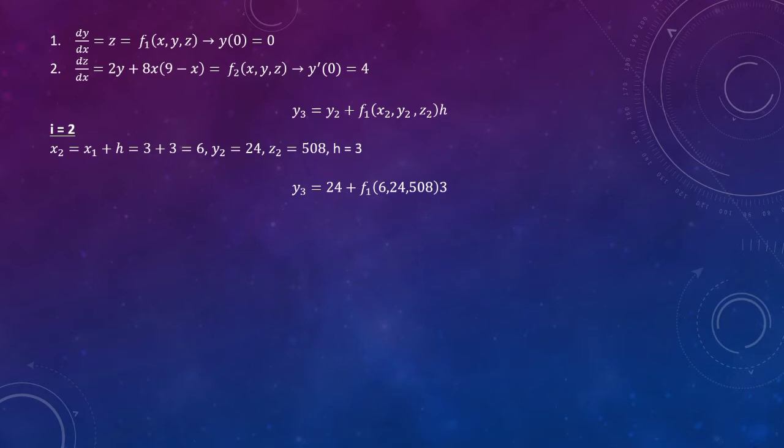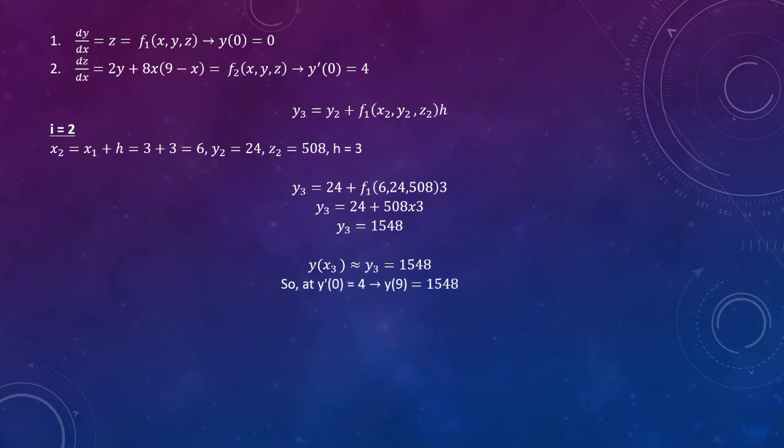So we will have y sub 2, which is 24, plus the first function multiplied by 3. Again, our first function only contains z, and we know the value of z is 508. Substituting, we get 24 plus 508, which is the value of our first function, multiplied by 3, and we will get 1548 for our y sub 3. And that concludes it.